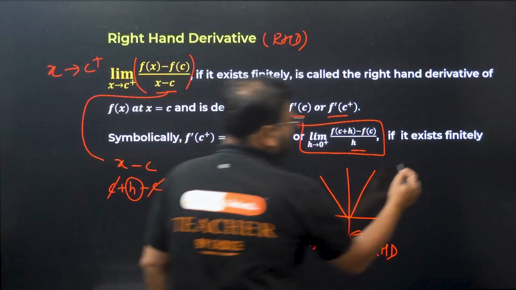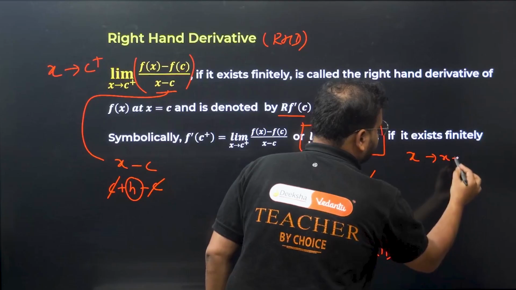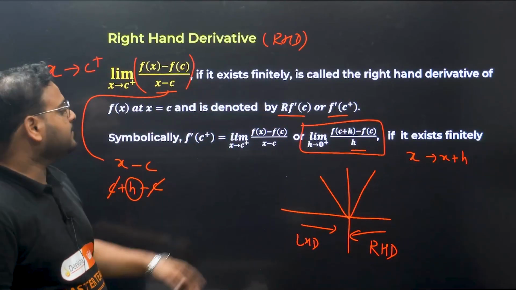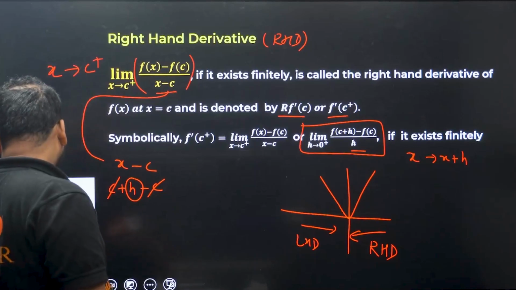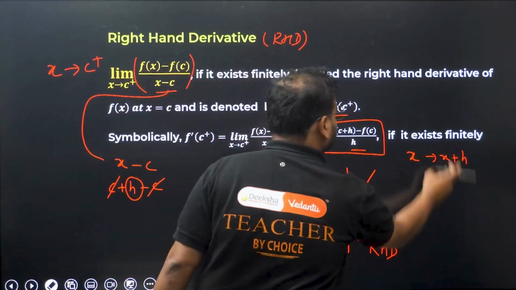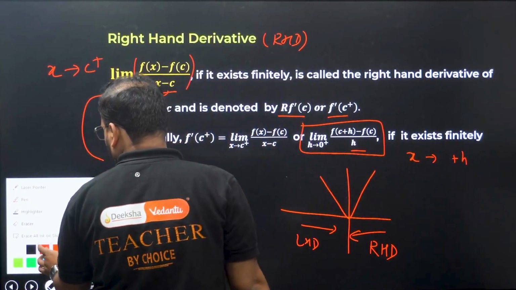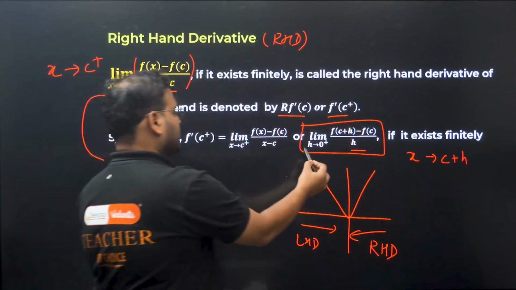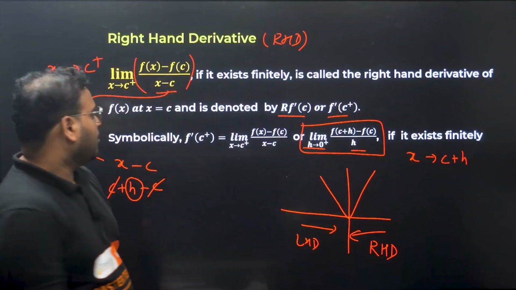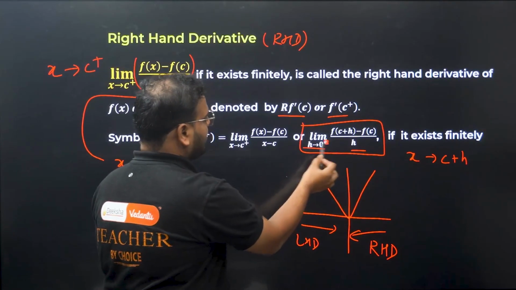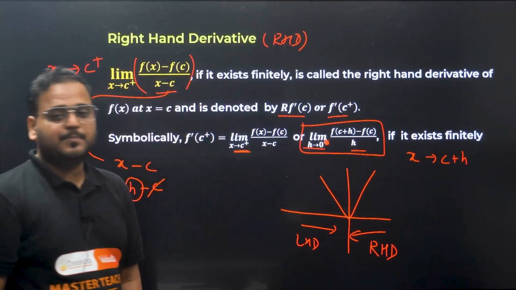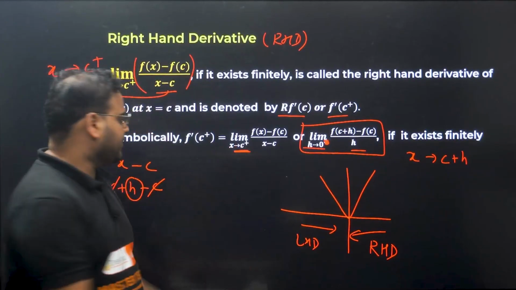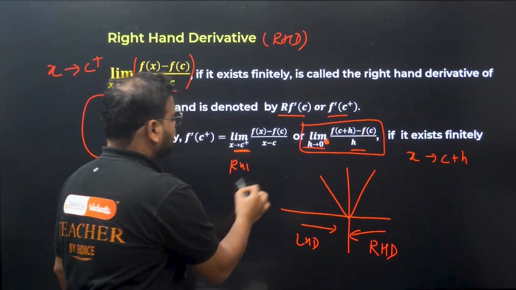Replace x by c plus h, sorry, my bad, not x plus h, c plus h, and the limit is h tends to 0. This is not positive anymore, we have already taken the positive part here. It is going to be c plus over here, and this will be h tends to 0, not positive. This represents your RHD only.